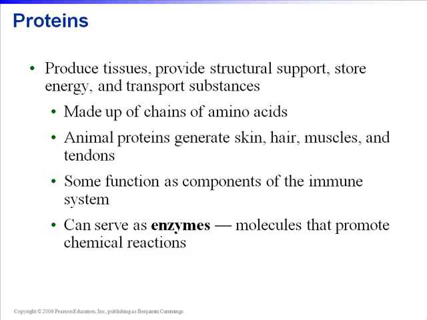A very important function of proteins is that they serve as enzymes. Okay, enzymes are molecules that promote chemical reactions, so that we sometimes hear the word catalyze chemical reactions. Essentially, they make them possible. So every reaction in your body that goes on is catalyzed by an enzyme, or a series of enzymes. And those enzymes are proteins.